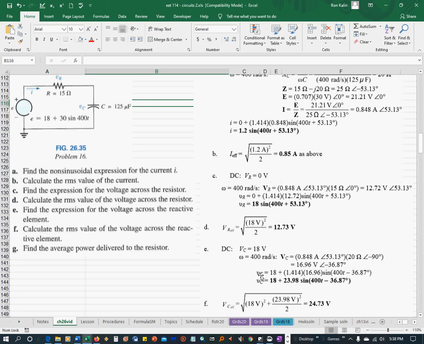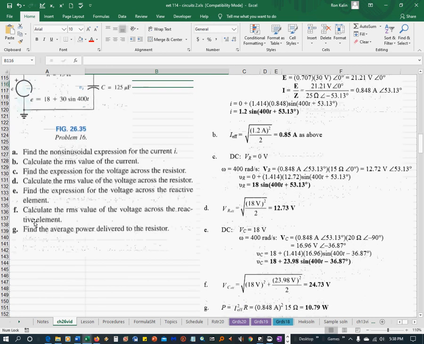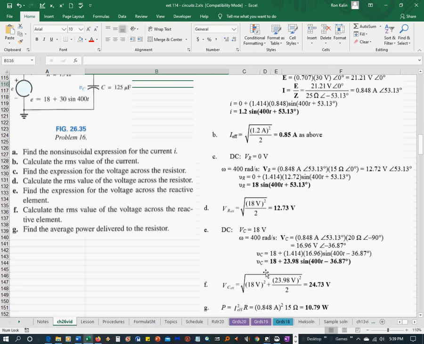So then you have to convert back to sinusoid. You get 18 plus the square root of 2 times 16.96 sine of 400t minus 36.87 equals this answer right here. Part F, calculate the RMS value of the voltage across the reactive element. So you use that formula again: DC component squared, plus this magnitude squared divided by 2, do the math, 24.73 volts.